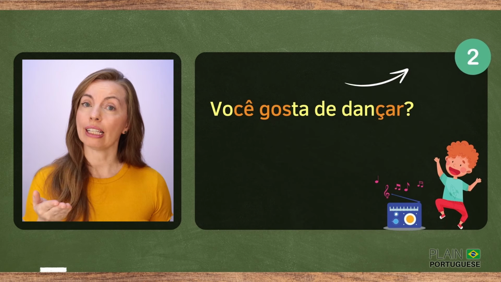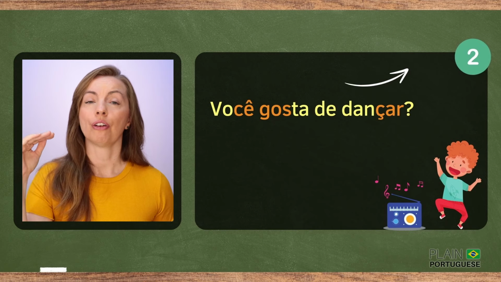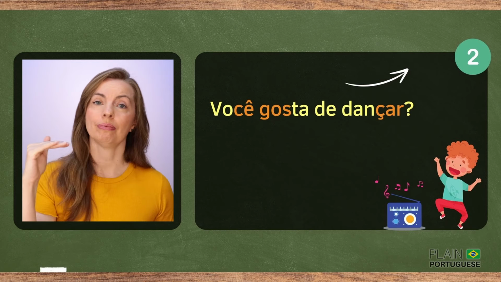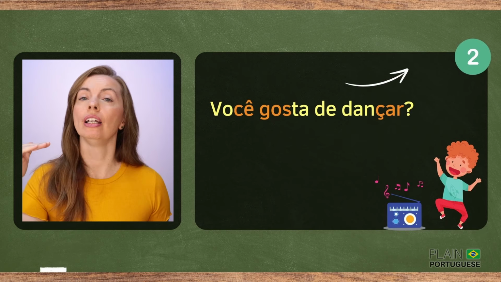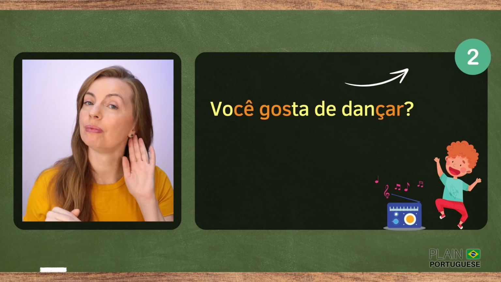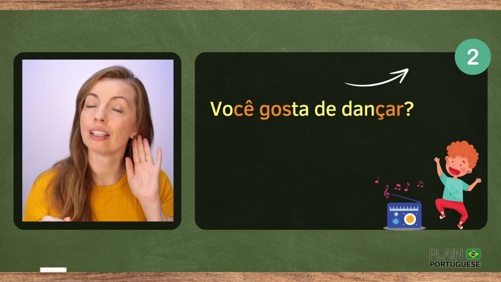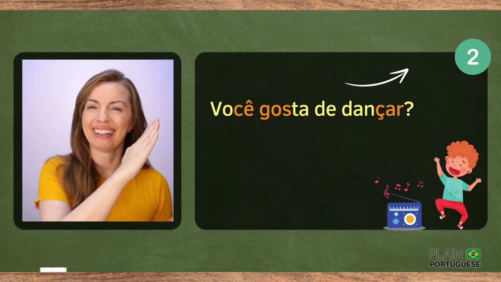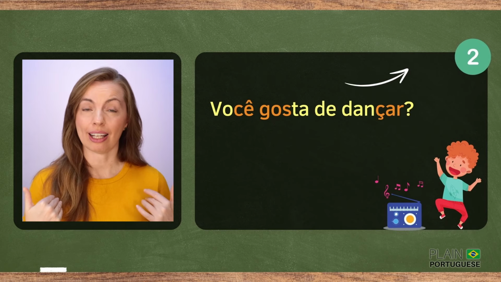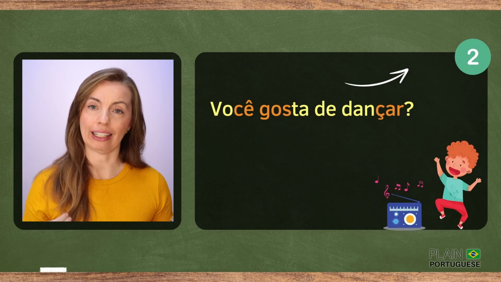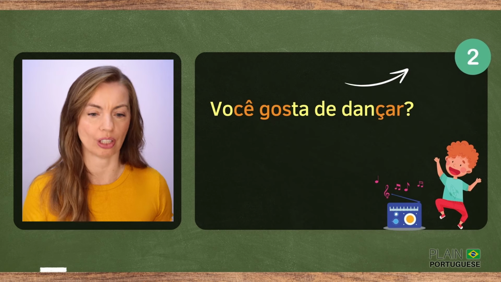Examples. Do you like dancing? Você gosta de dançar? Yeah, don't say, você gosta de dançar. No, that's a statement. Question? Você gosta de dançar? If you don't rise the pitch, you are not asking me if I like dancing. You are stating that I like dancing. So intonation must go up at the end of a yes or no question.